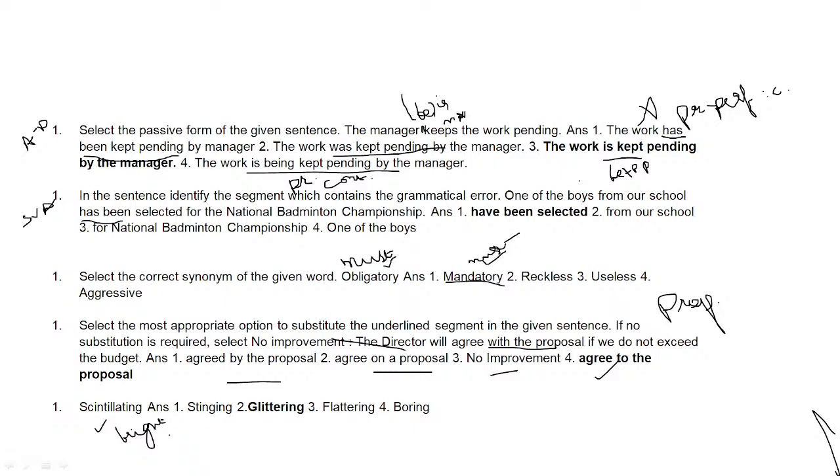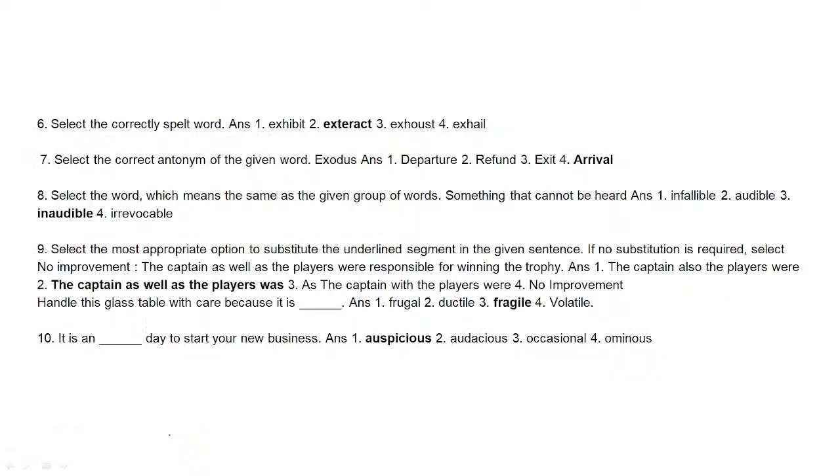Now, glittering means that is bright. And let's check the other options. Flattering, boring. Flattering means someone who praises you without meaning it. Okay. And boring, all of you know boring, which does not interest you. So the best word going with scintillating is glittering. That is why it is the answer.